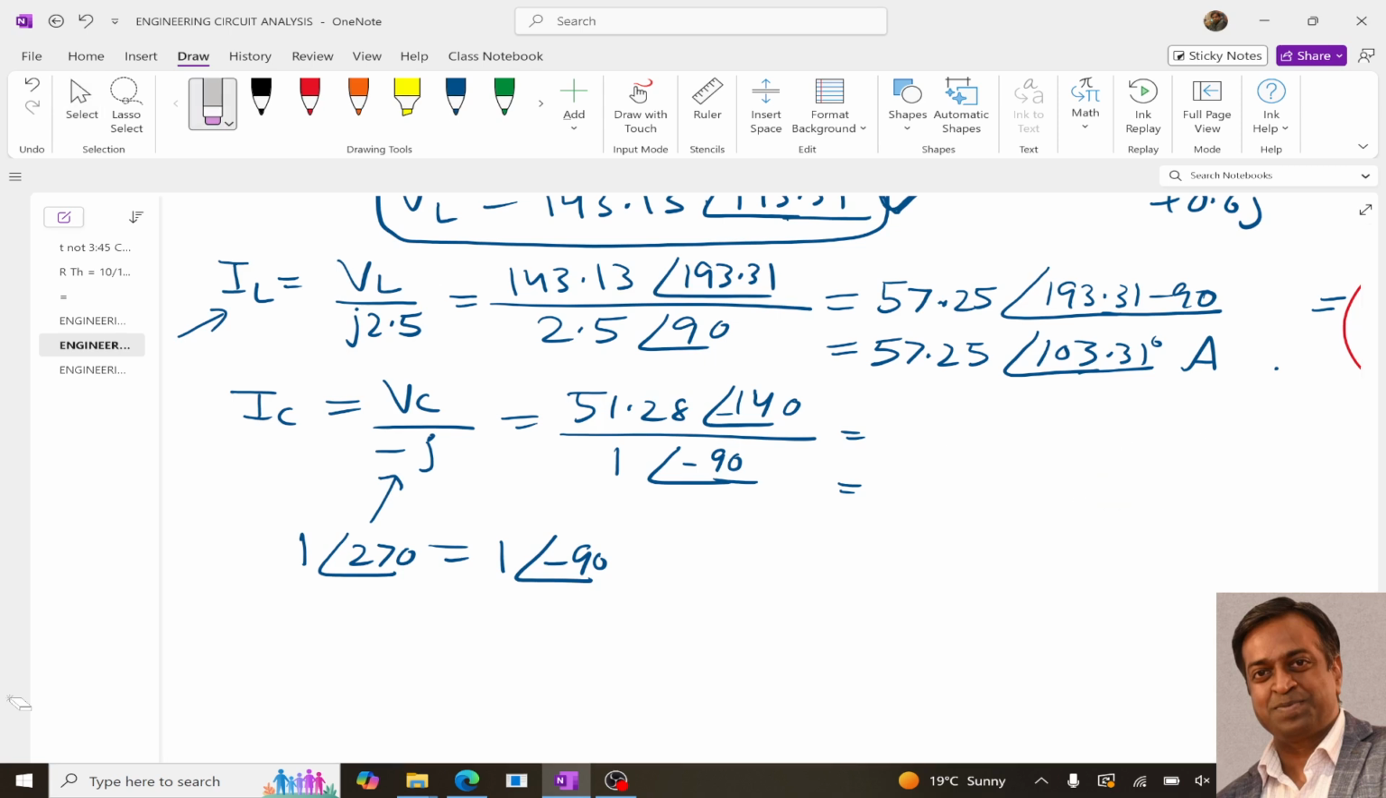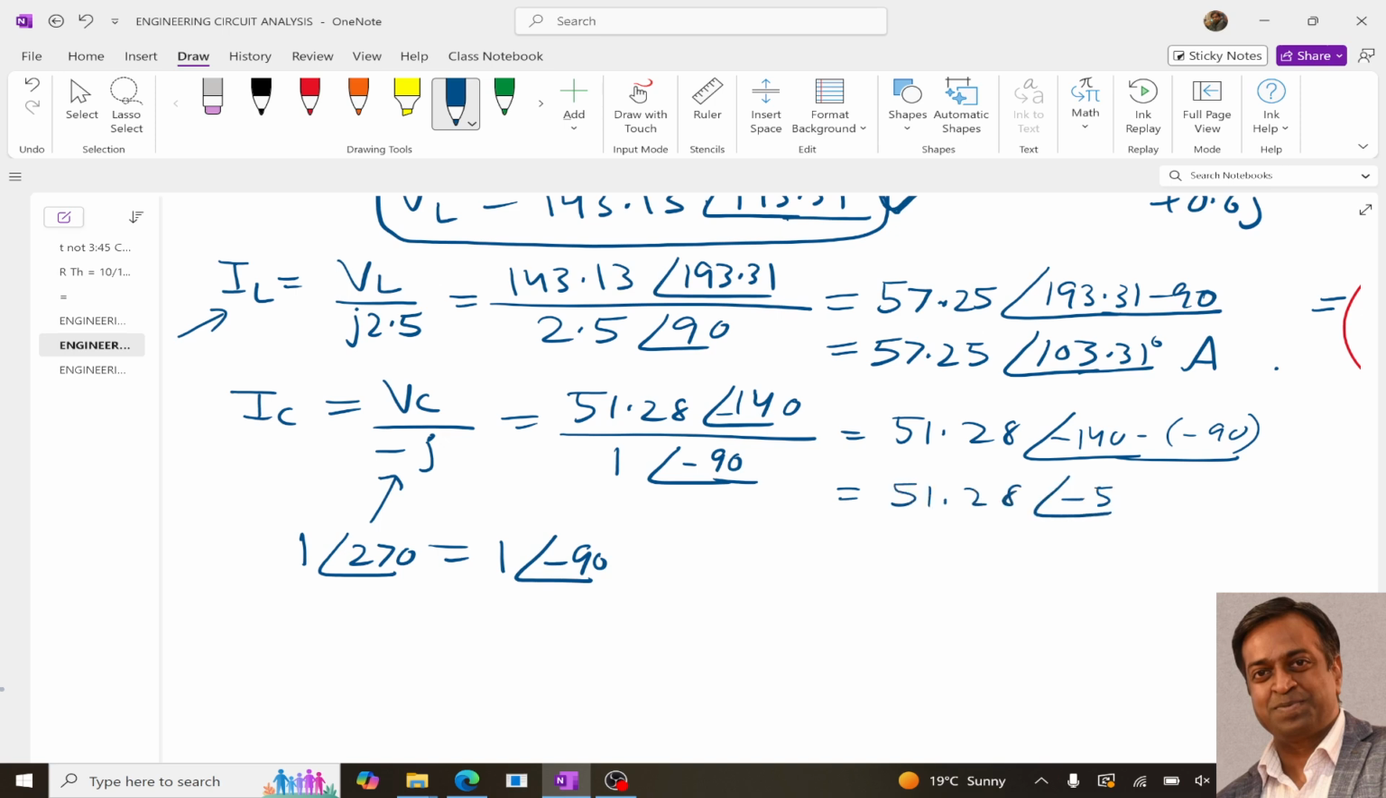Let me erase this. So if you solve this, you will get 51.28, and the angle will be minus 140 minus minus 90. So this will be 51.28, angle minus 50. So this is our IC, in amperes.